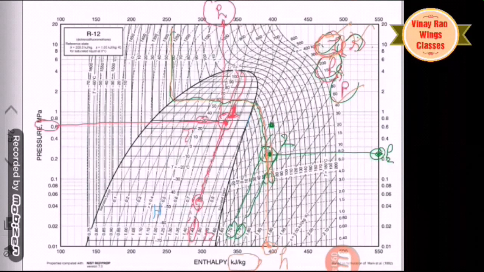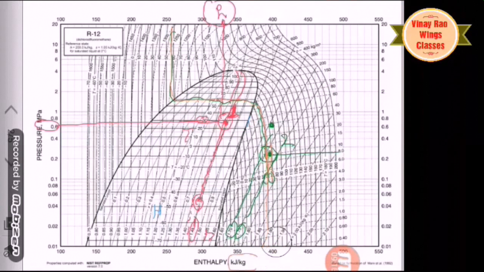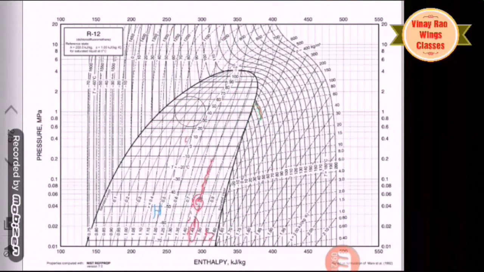So I calculate all the parameters with respect to a single point through this chart. I directly get the result through the pH chart. This is the most important. So thank you very much.